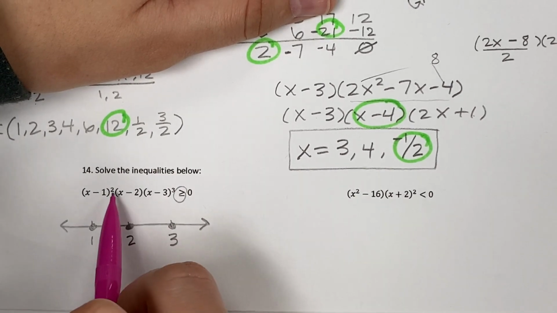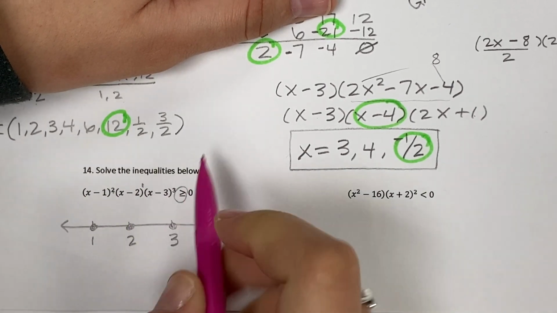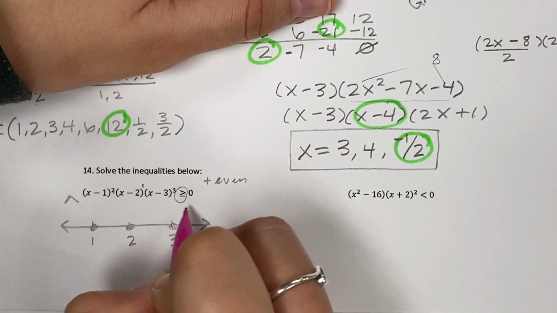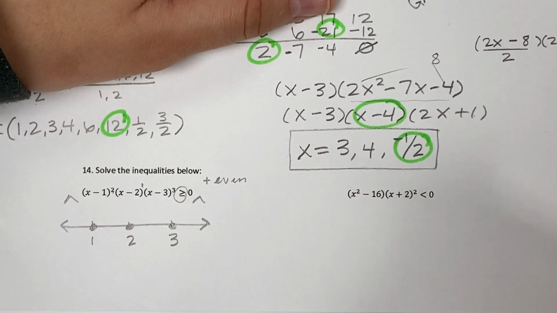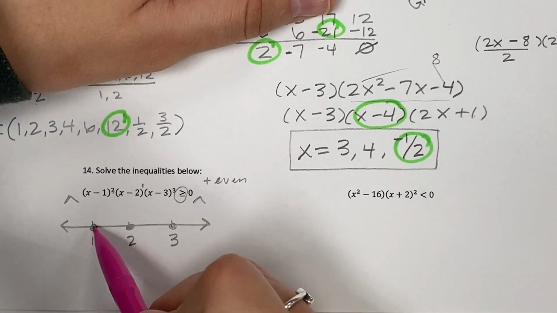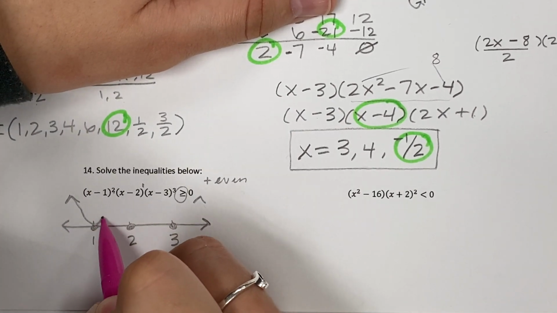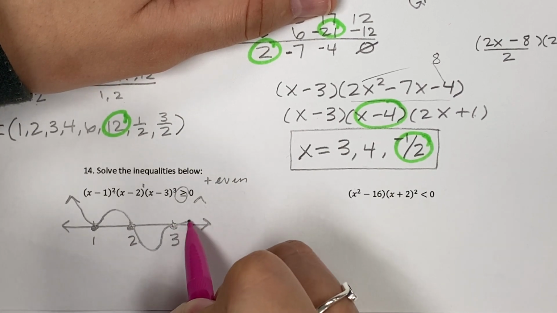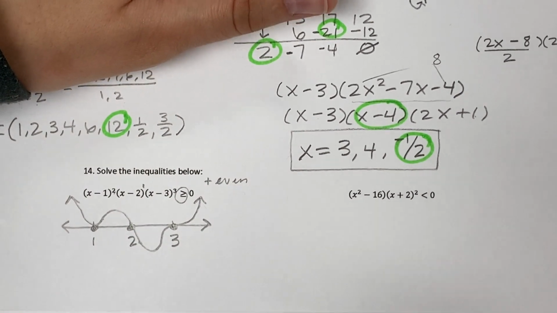Okay, my multiplicity is 1, 2, 3, 4, 5, 6. So I'm going to have a positive even. So that's up and up. And now we'll actually do our little graph. So at 1, it bounces. 2, it goes through. 3, it's going to wiggle based on their exponents, their multiplicities.